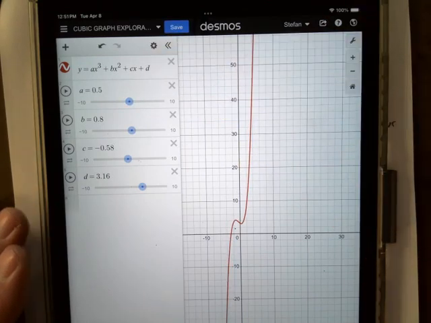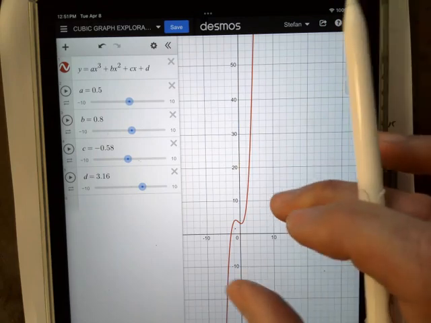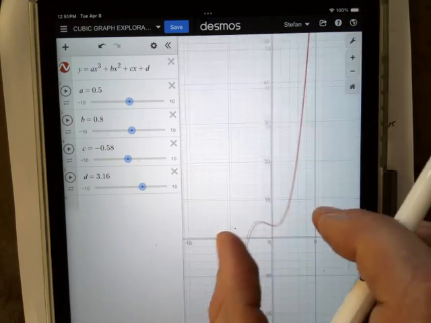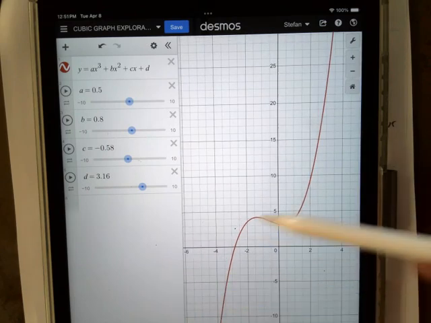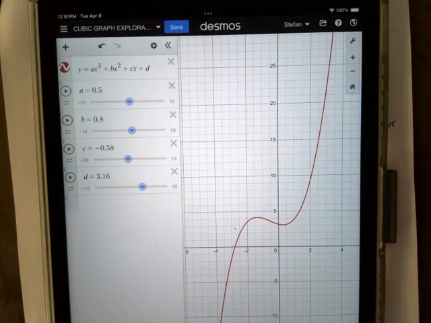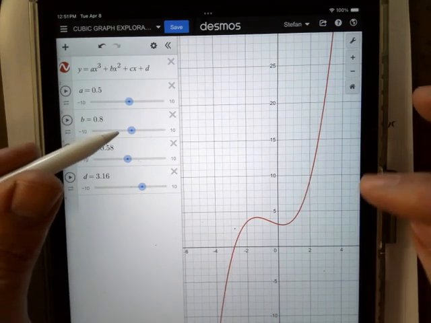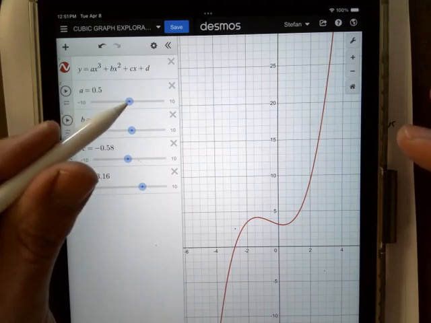As soon as A is on, that is a very classic view. Let me just zoom in a little bit here. That is a very classic view of a cubic. It does the bending, okay? However, it may have no bends in it. So how does A affect it?